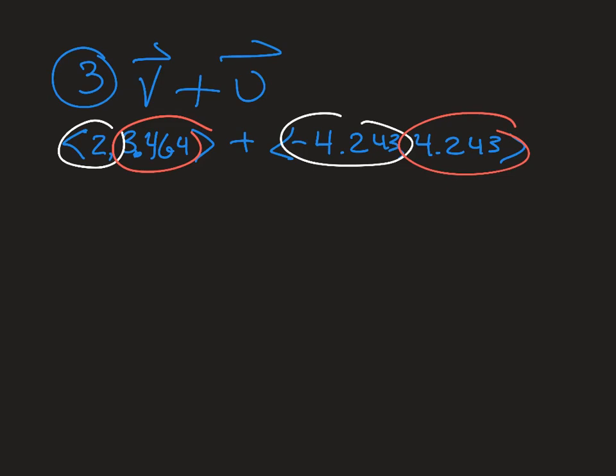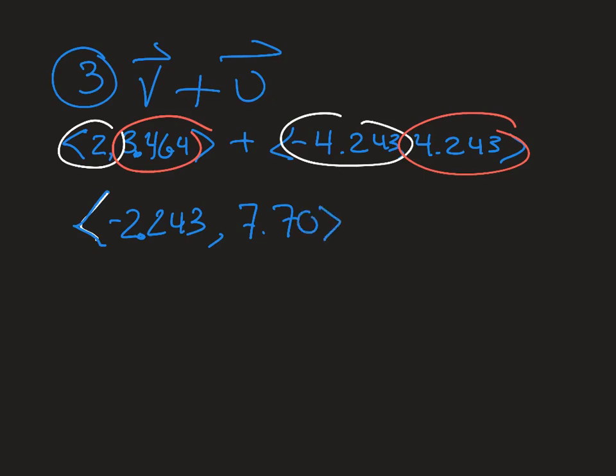So you're going to use your calculator or use your brain and do 2 plus negative 4.243, which we should have known was going to be negative 2.243. And I'm going to use my calculator and do 3.464 plus 4.243. And you're going to get 7.707. So here's my new vector.